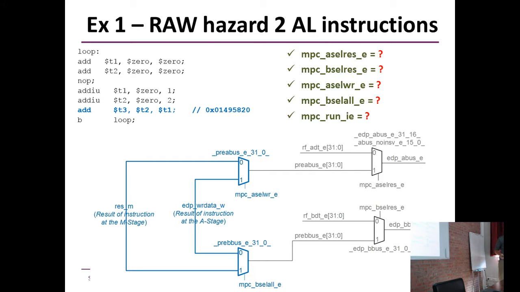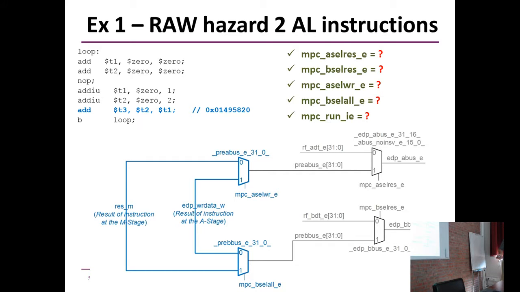Who's talking? Which one? The first one? Yes, and specifically what would be the value in that case? Well, I don't know. These 2 multiplexers, will they select the value from the register file or from the forwarding logic? Forwarding logic. So these 2 will have to be 1, right?